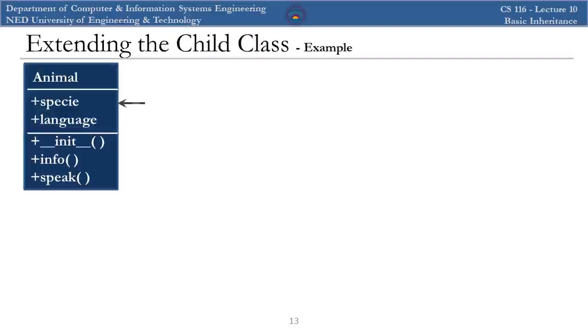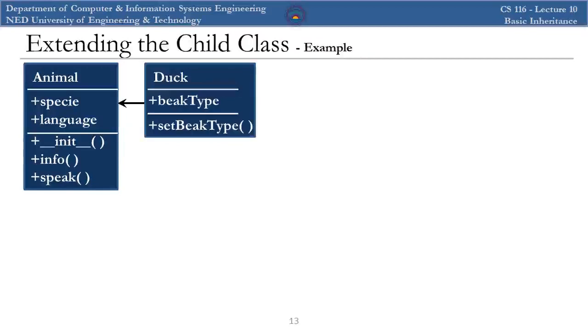Okay, now the class diagram looks like this. The animal class is the same, but now we have a public instance attribute, beak type, in class duck, and a public method set beak type. Okay, now let's run some test code. I'll keep most of the test code the same as before so that you don't find it difficult to grasp. I'll just make small changes in it.